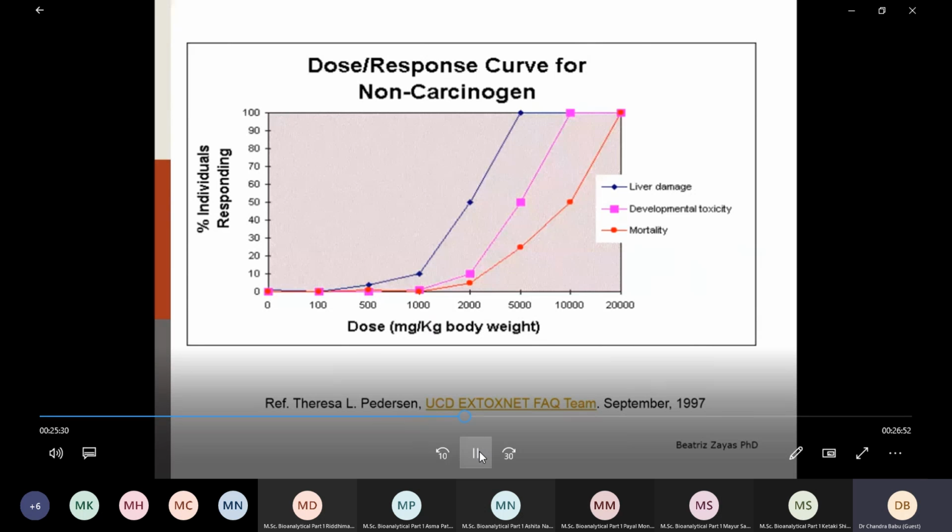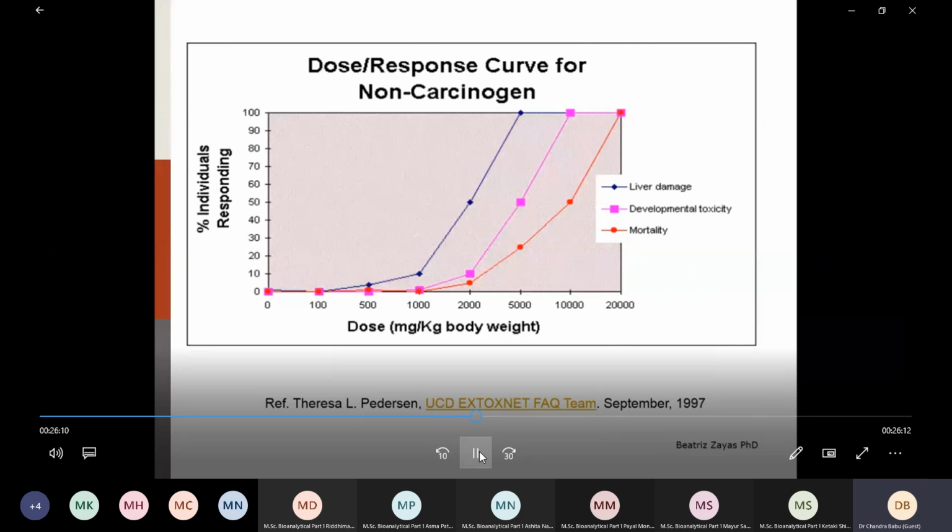So if you look at the curve at 100 milligram per kilogram of body weight, you will not see any effect. No liver damage, or at least not that they could identify at the moment, no developmental toxicity, and no mortality at 100. So that will be kind of the safe dose. As we move to 1,000 milligram, you will see that at that dose, 10% of the population have already shown liver damage.